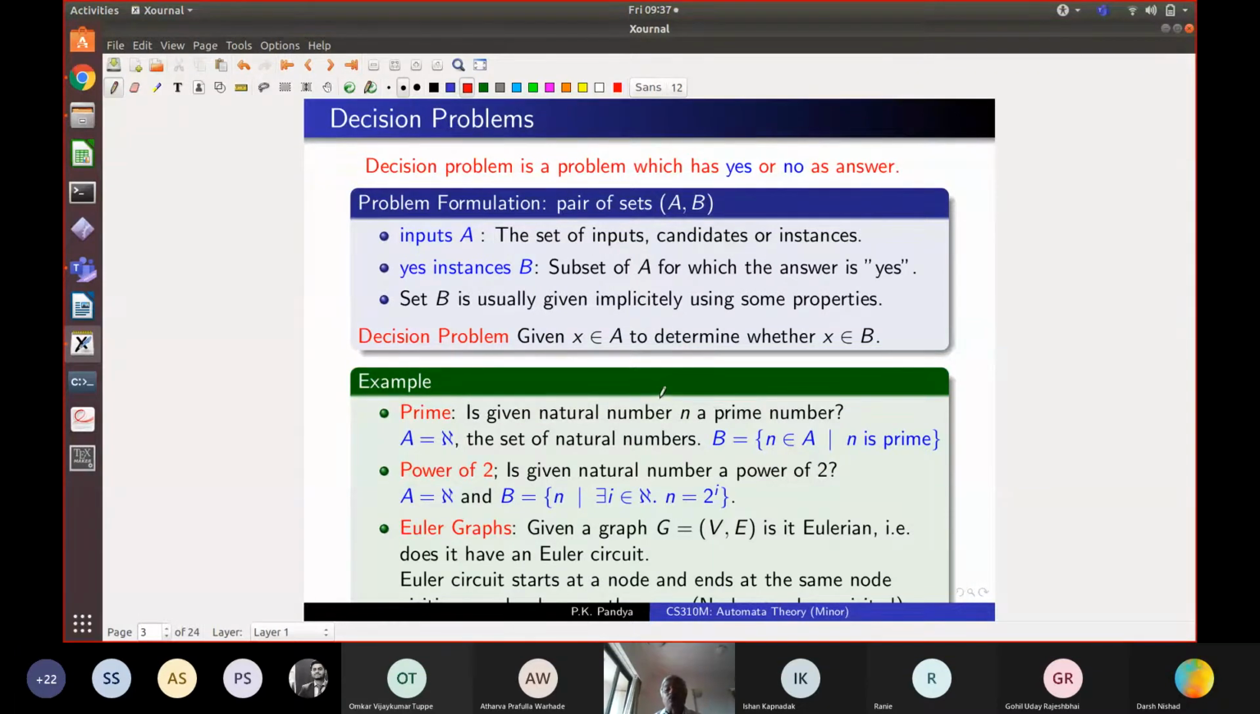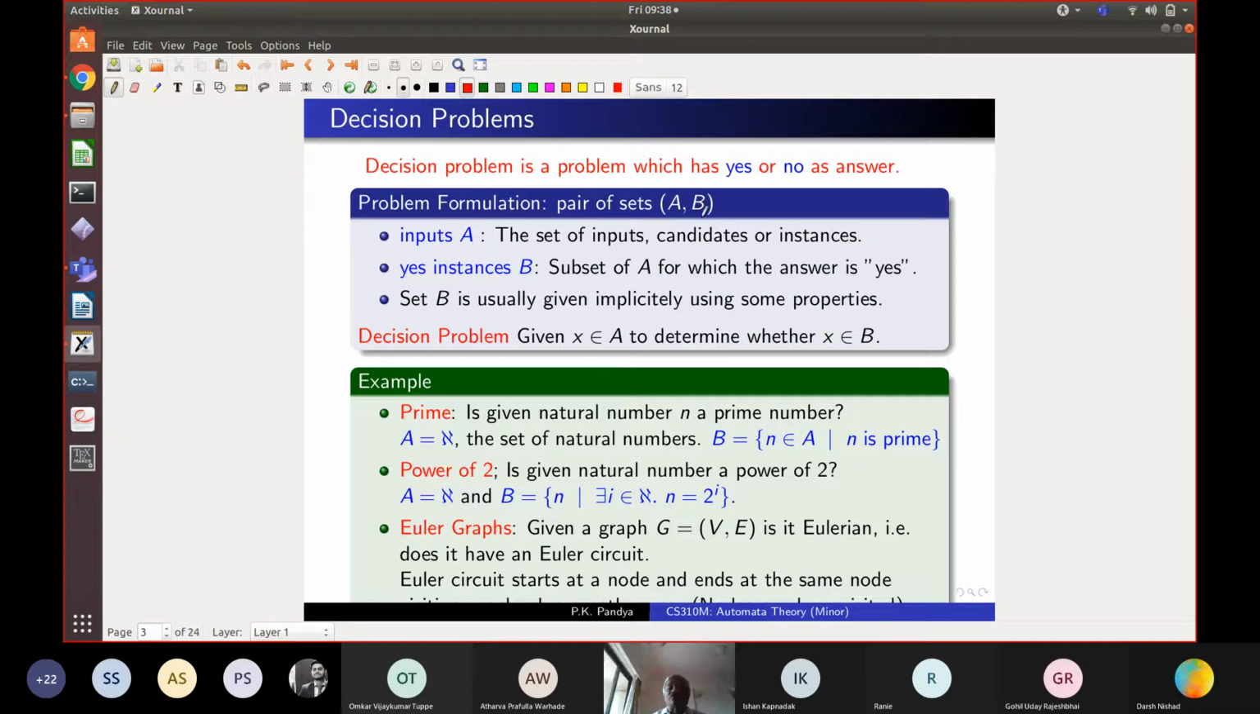Here n is the input or the instance of the problem, and we have to determine whether it's prime or not. This is the nature of a decision problem. We are going to see very many different problems in a moment. But how can such a problem be formulated? It is formulated as a pair of sets A and B, where A is the set of inputs for every candidate. For example, in the prime question, every natural number is a candidate. We have to determine for that candidate whether it's prime or not. So first we have to specify the set of inputs for our problem, and that is set A.